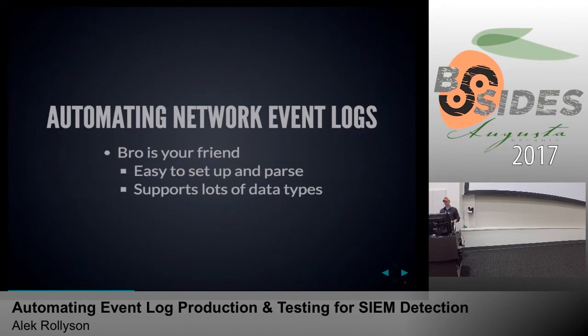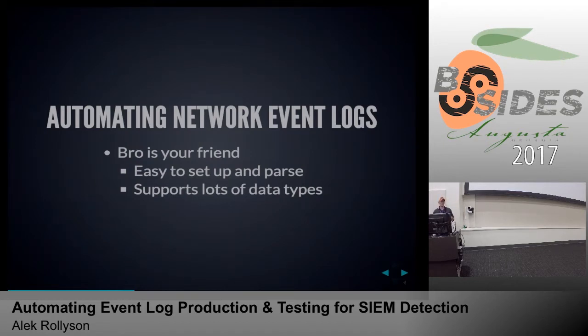If you were at Security Onion Con yesterday, or even at some of the other talks today, you've probably heard a lot about Bro. Super easy to set up and parse, supports a ton of different data types. And even if you're not using it in production, even if you just have something like a proxy, just sending network logs into your SIEM or even just firewall logs, I still recommend you use Bro for generating your test data because I guarantee it's going to have a bunch more data than your proxy does, and you can always normalize that data in the back end.